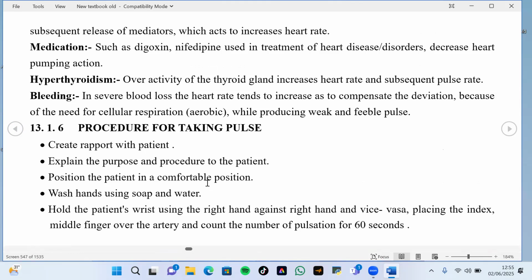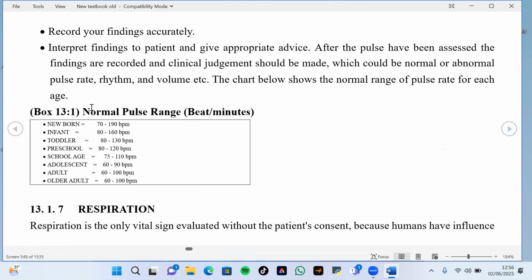Procedure: create a rapport with the patient, explain the purpose and procedure to the patient, position the patient in a comfortable position, wash hands using soap and water, hold the patient's wrist using your right hand against their right hand, and vice versa, placing the index and middle fingers over the artery and count the number of pulsations you are feeling for the next 60 seconds. Record your findings and interpret them based on age and other factors, then give appropriate advice.